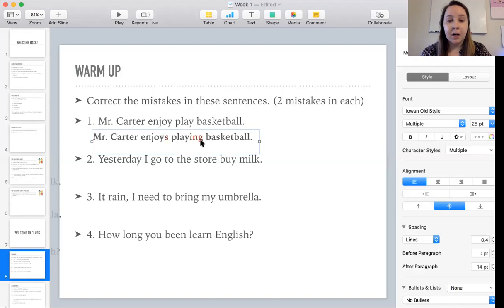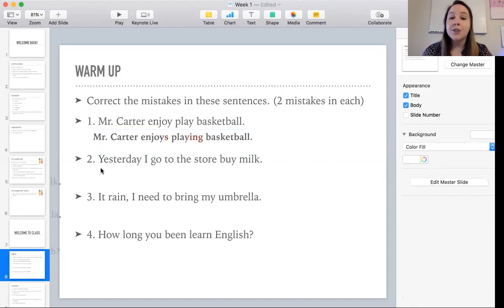And then the second part, we need an ing on play. So he enjoys playing basketball. The same way we would say Mr. Carter enjoys running or Mr. Carter enjoys painting. We need that ing on play, playing basketball.